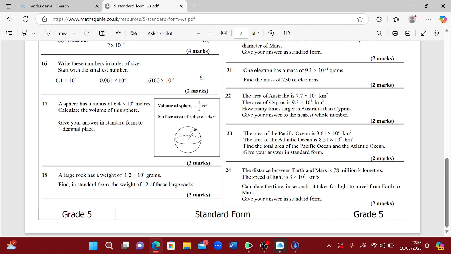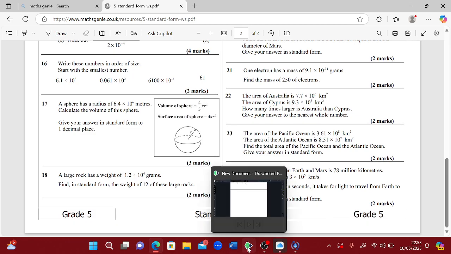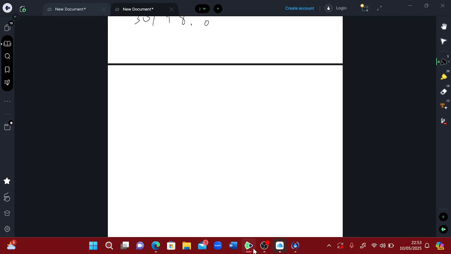Okay, there's not really a question on there. I'll make my own one up. Okay, so they could also expect you to add or subtract two standard form numbers together.